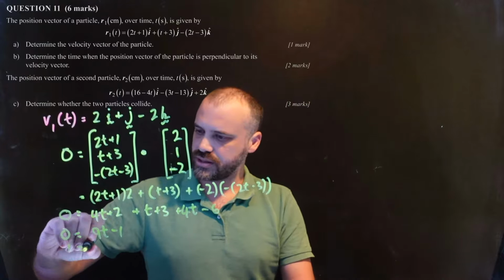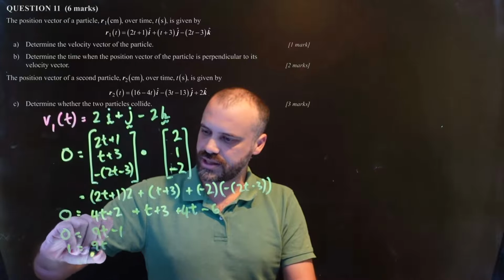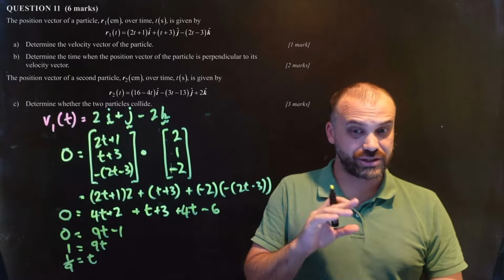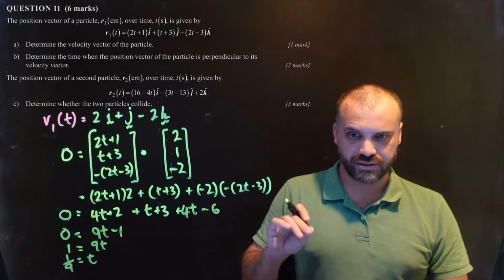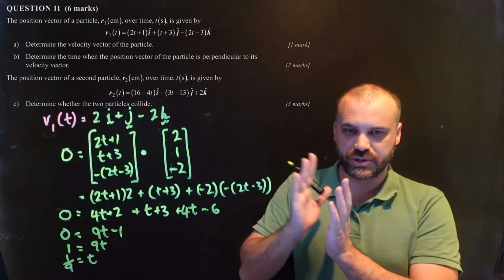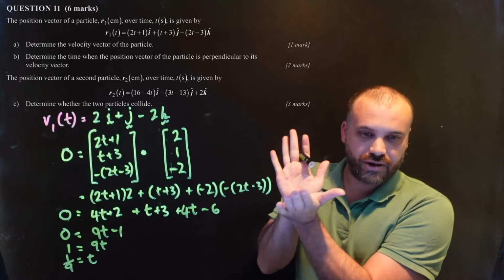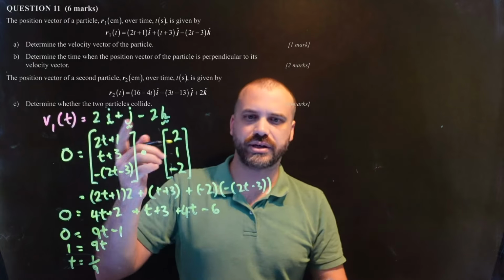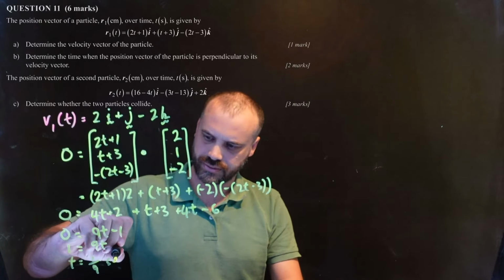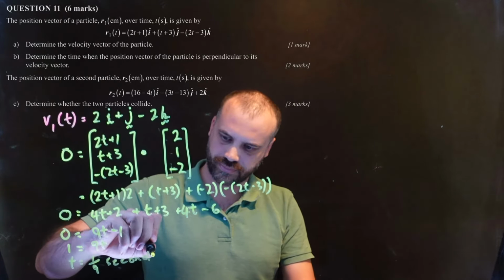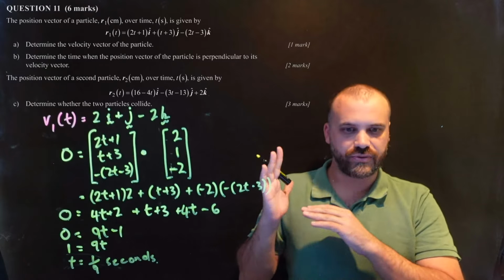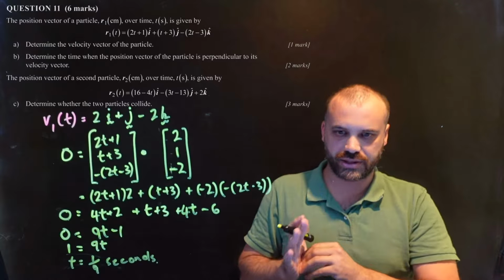Okay, so 1 is equal to 9t, and t is equal to 1/9. So at time 1 over 9, that's when our position vector and our velocity vector are at right angles, are perpendicular. It's good practice to look for your units. It's in seconds. So after 1 over 9 seconds, that's when those two vectors are going to be perpendicular.